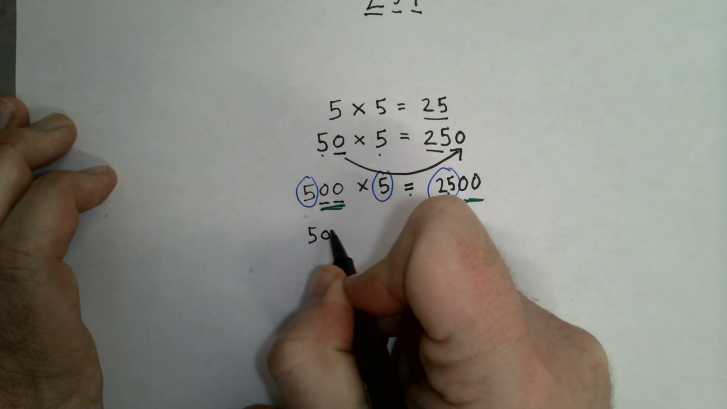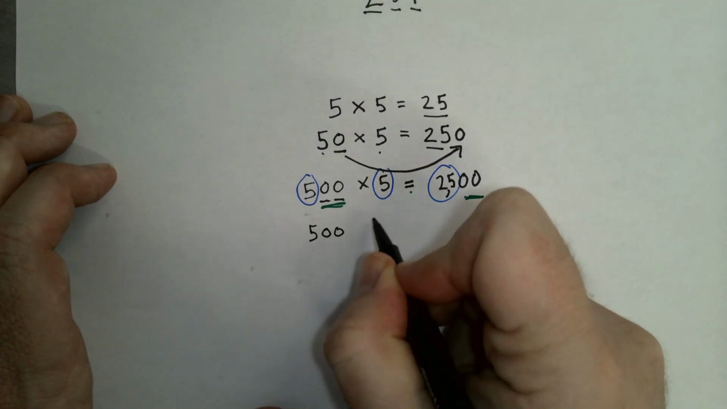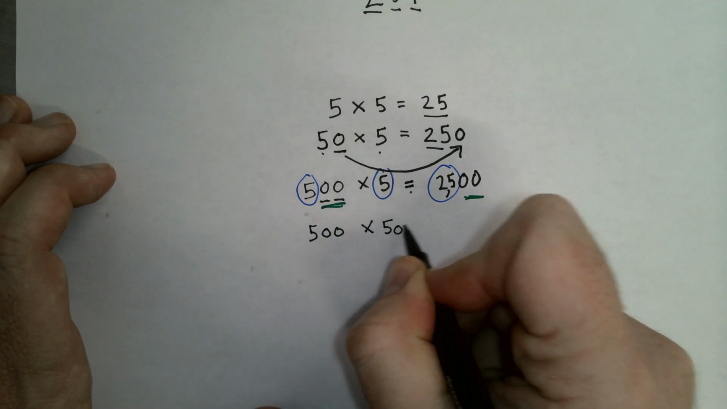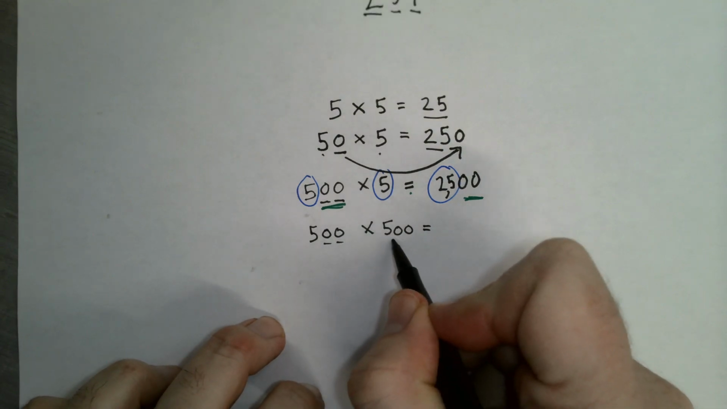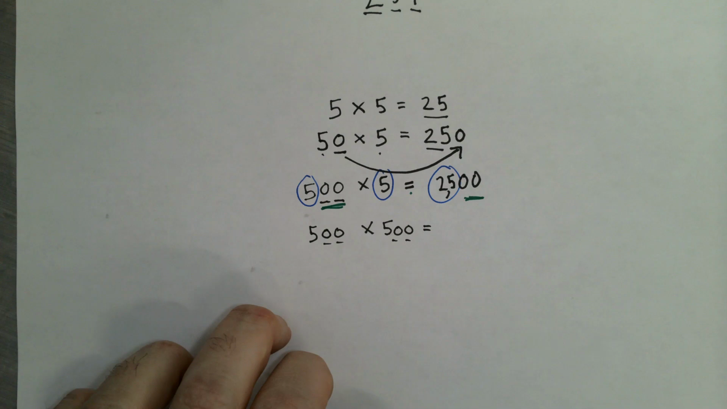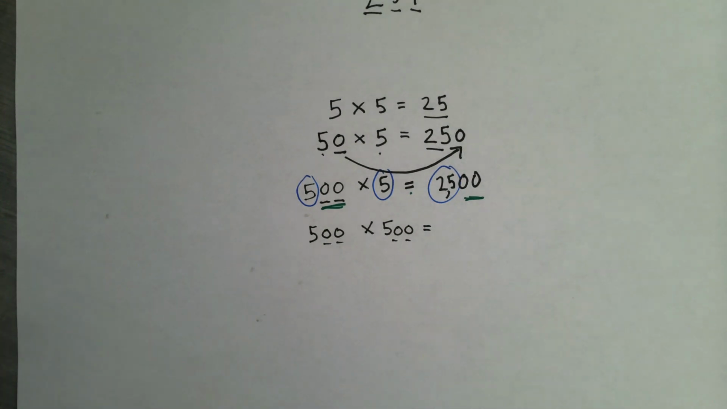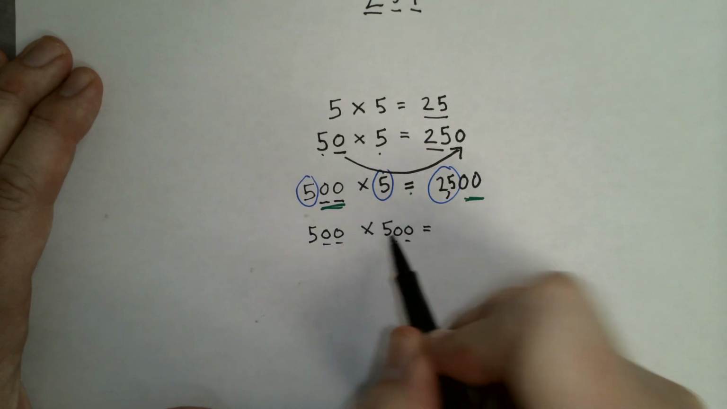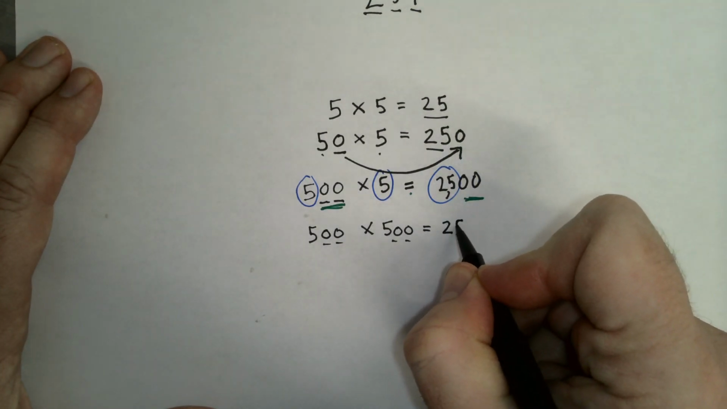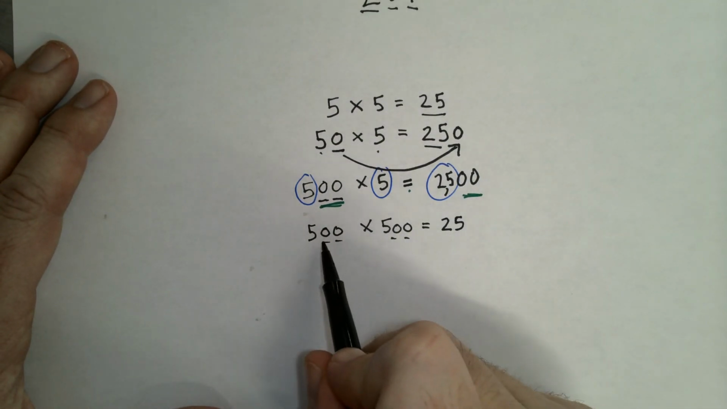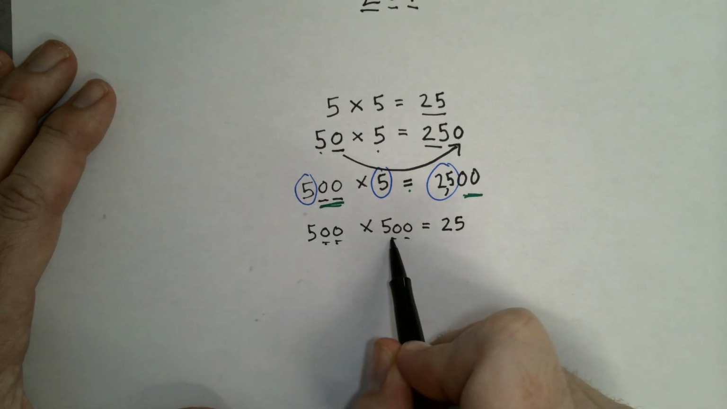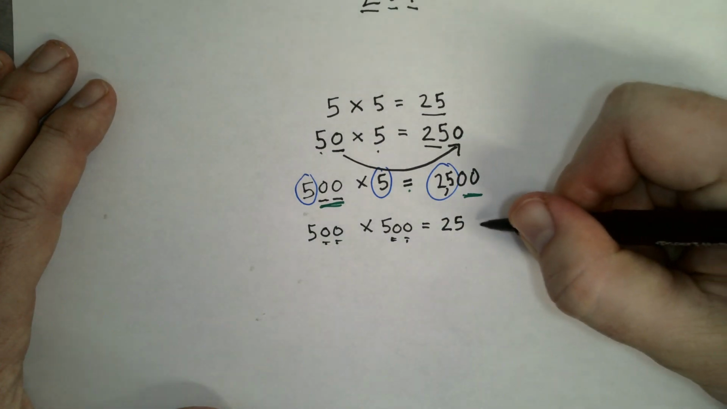I'll do a much larger one here. So 500 times 500. What do you already know about the answer to that problem? Well, a couple different things. We know that there's 4 zeros in my answer. I'm going to wait and do that part last this time. I know 5 times 5 is 25. And to find the answer to 500 times 500, I need to add 1, 2, 3, 4 zeros to the end of this product over here.